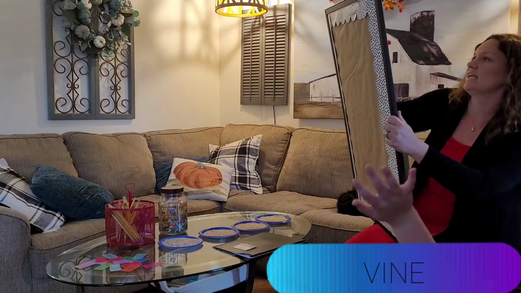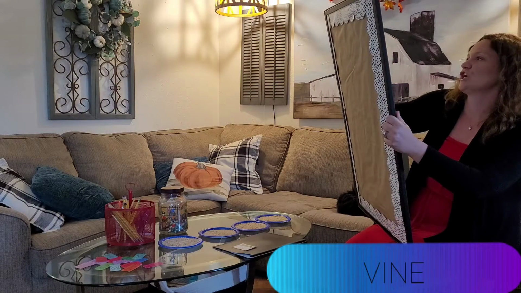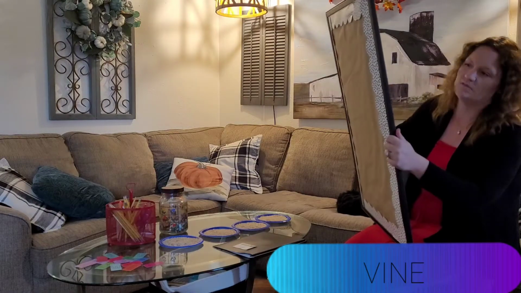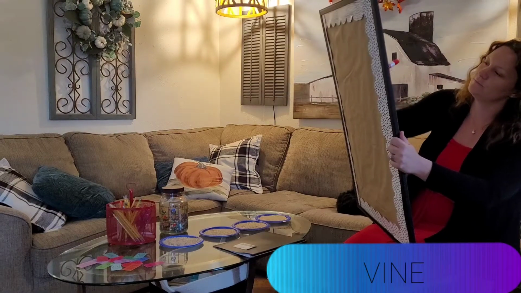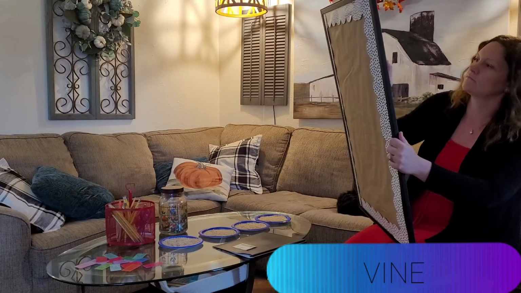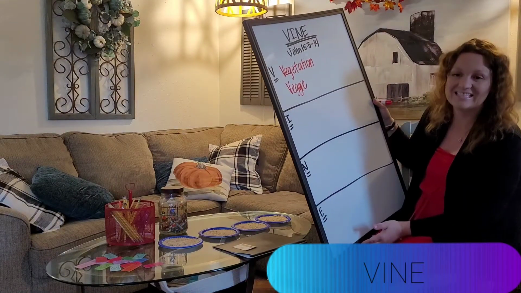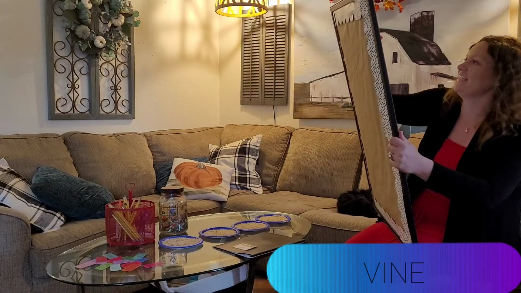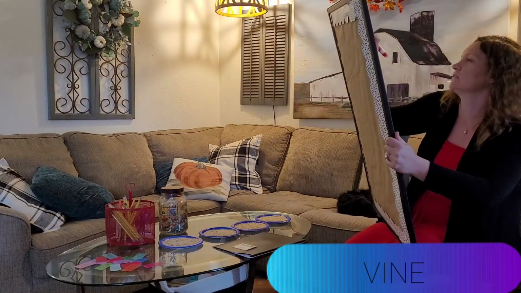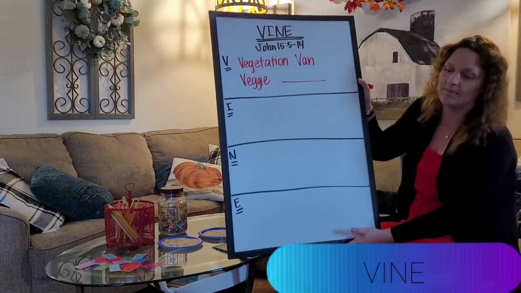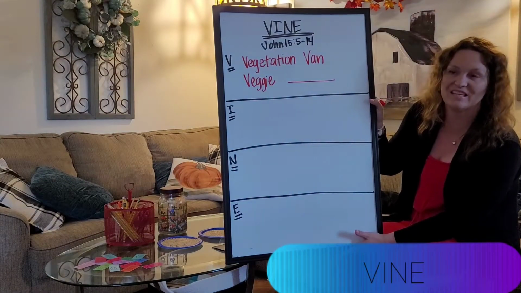Veggie. Okay, what'd you say? Veggie. Owen? Van. Okay, van, like a minivan. All right, and then I'll make a blank for whatever word you think up at home that starts with a V.